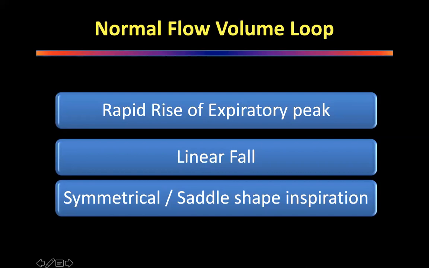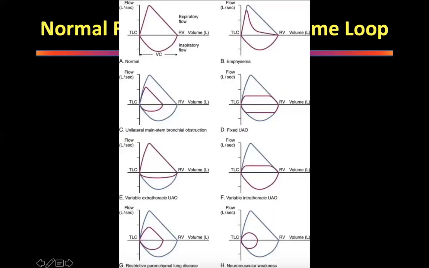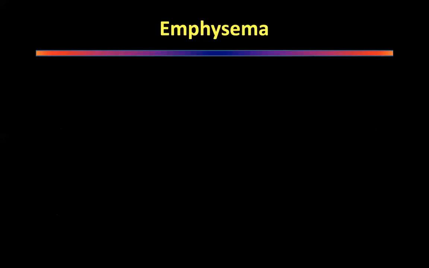Thank you. So there is a saddle shaped inspiration, there is a rapid rise of expiration, and a linear fall of the expiration. Okay, that's important to understand. So these are all the volumes that you'll get. Don't catch on to this at the moment. We'll go through each one of them in a minute.